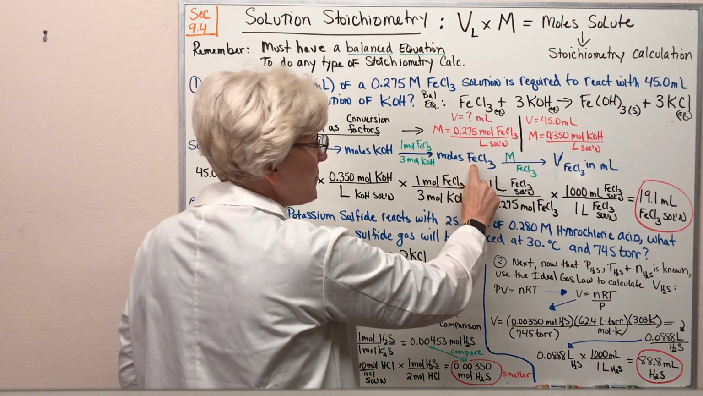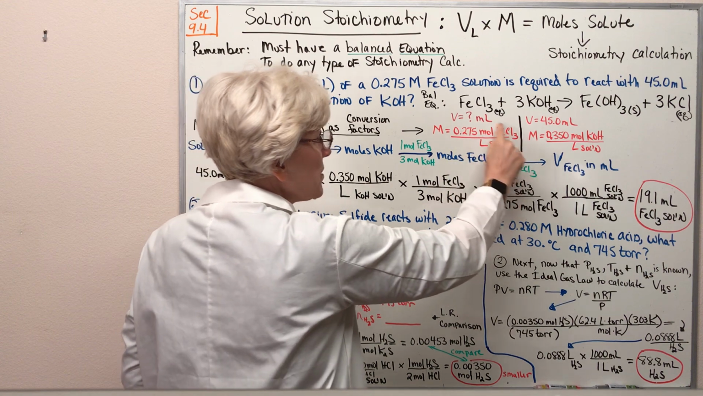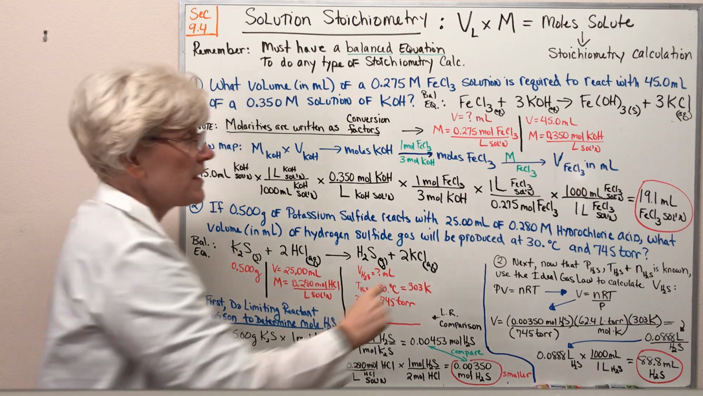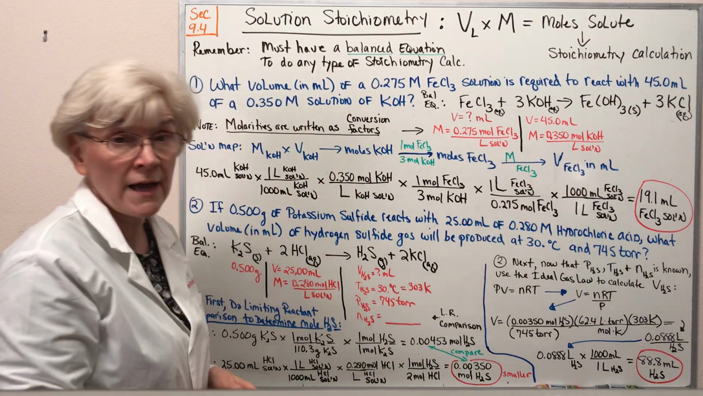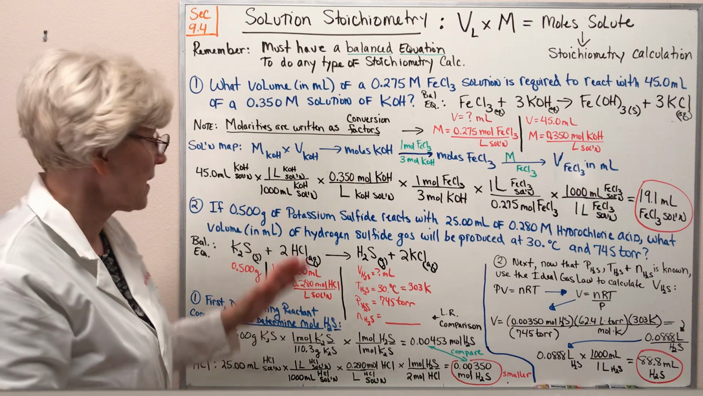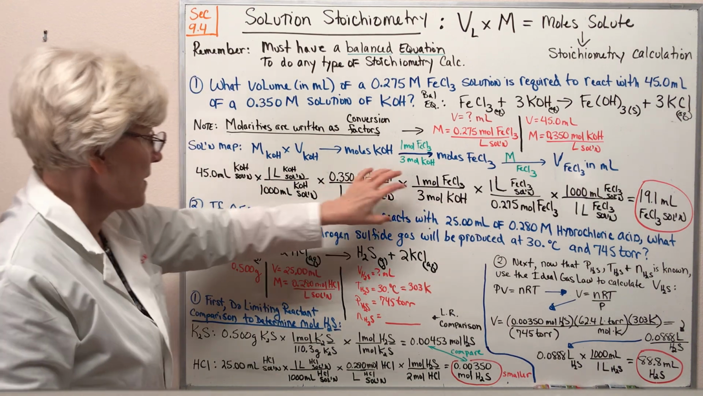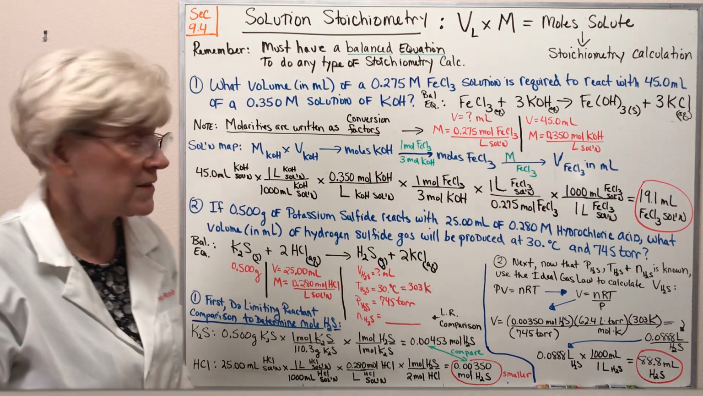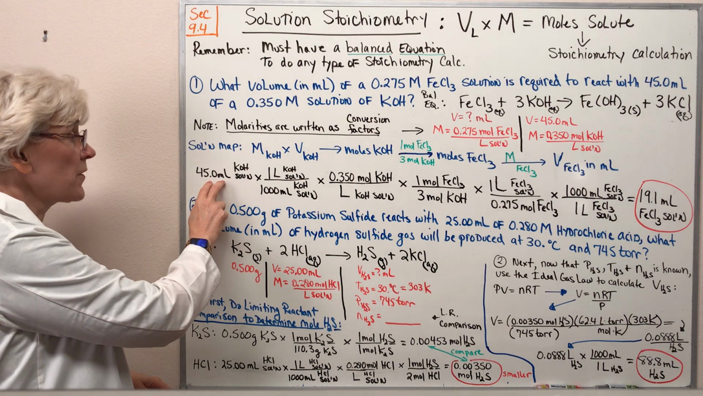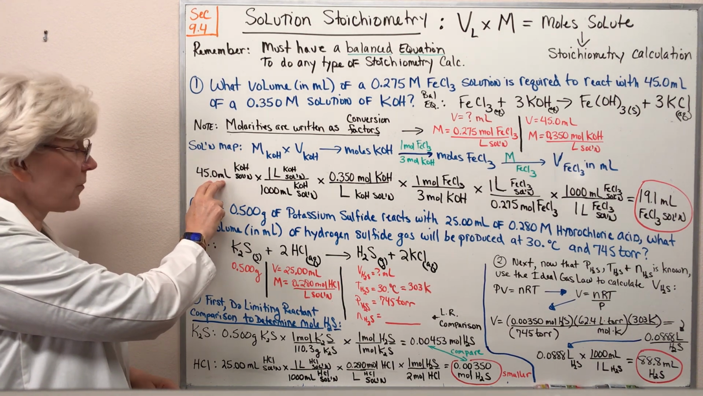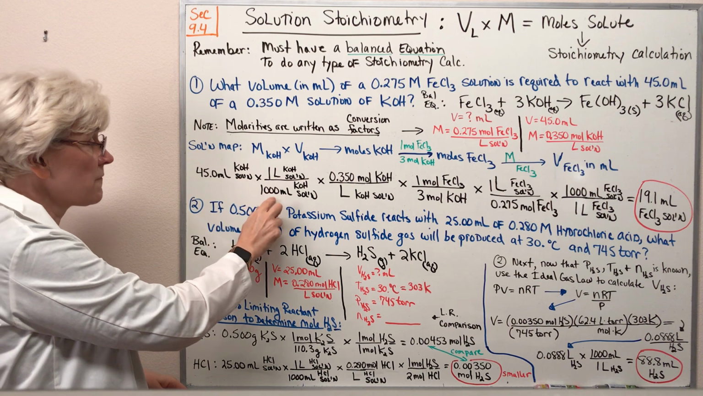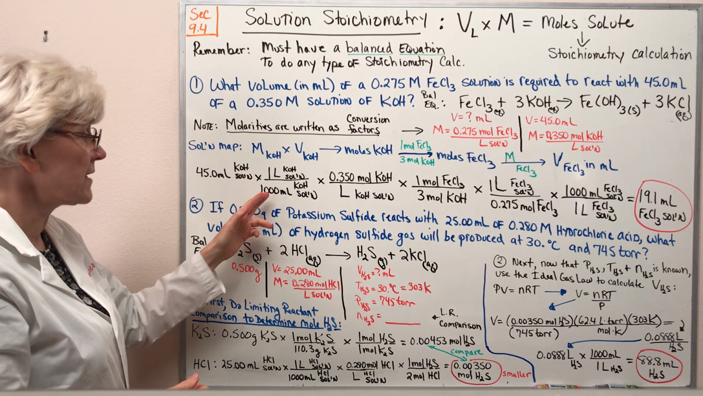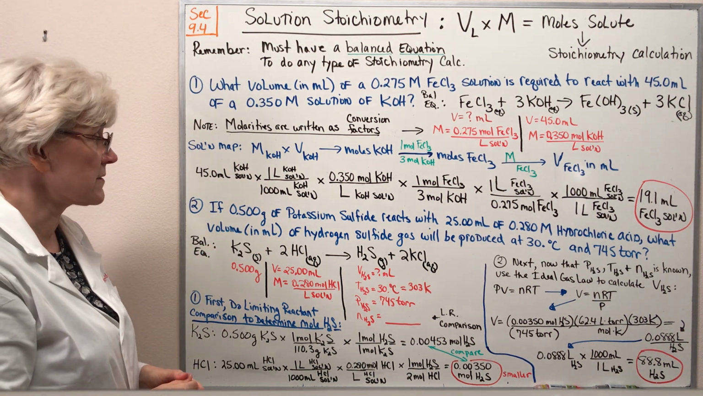And then once we have moles of iron(III) chloride, we can use the molarity of the iron(III) chloride as a conversion factor to calculate the volume of iron(III) chloride solution needed. So let's arrange the data and use the conversion factors as illustrated in the solution map. Here is our volume of potassium hydroxide solution, the 45 milliliters, and I am converting that into liters of solution using the relationship 1 liter is equivalent to 1,000 milliliters.